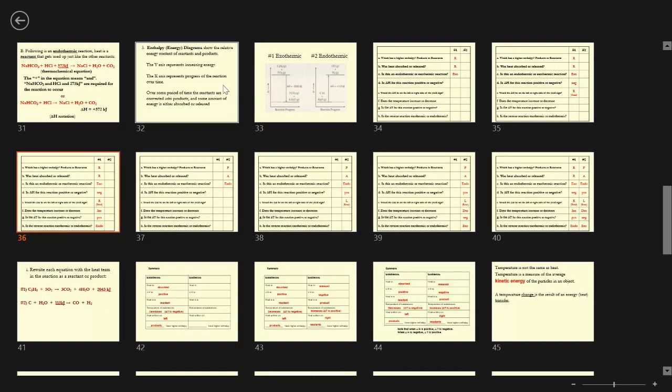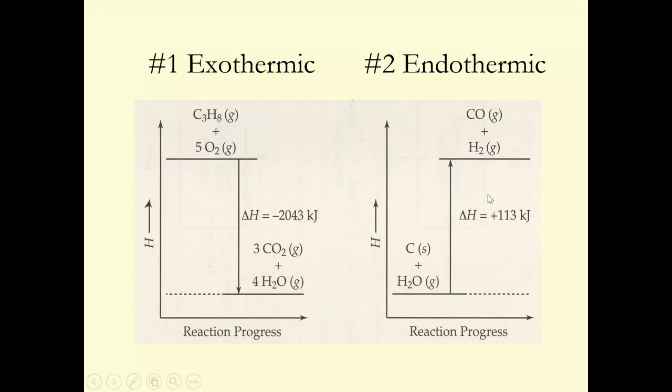Here's our diagram again. Now we're going to look at an endothermic reaction. Carbon and water will react to make carbon monoxide and hydrogen. Notice that the starting materials have low stored energy. The ending materials have higher stored energy.